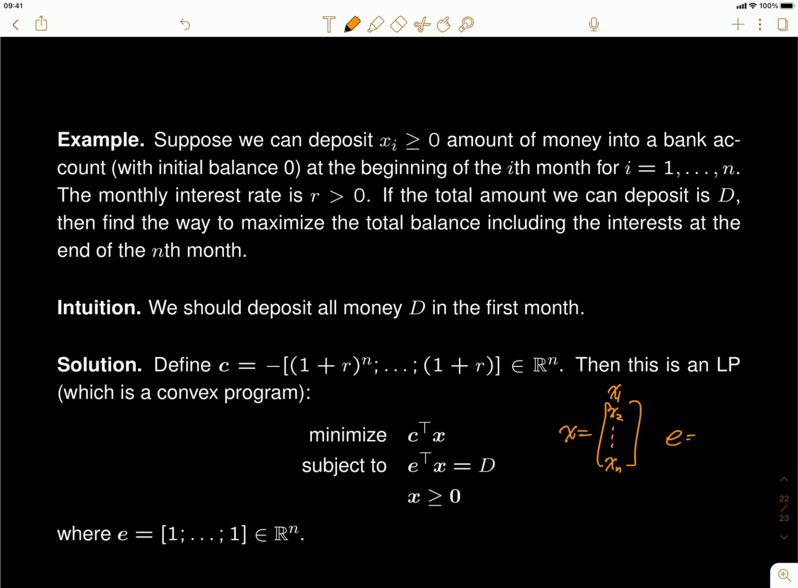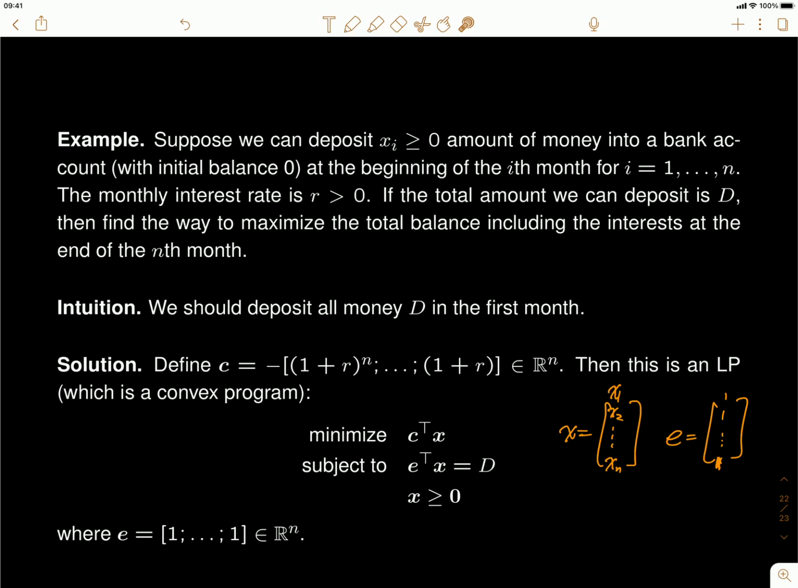And the E is this vector, so 1, 1, all the components are 1. So when we take the inner product of x and E, we just take the sum of the components of x. Right? And we know that this should be equal to D because that's the total amount we can deposit. And then x is greater than or equal to 0, apparently, because we cannot take out money from the bank.